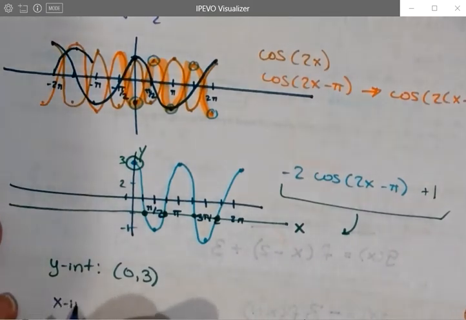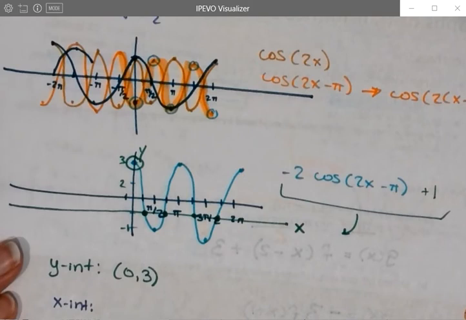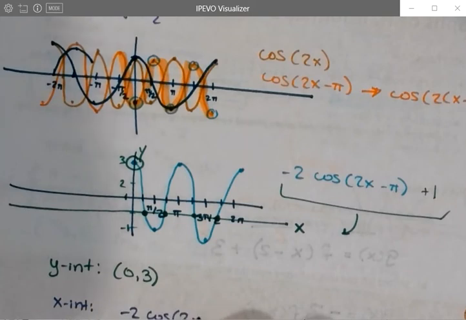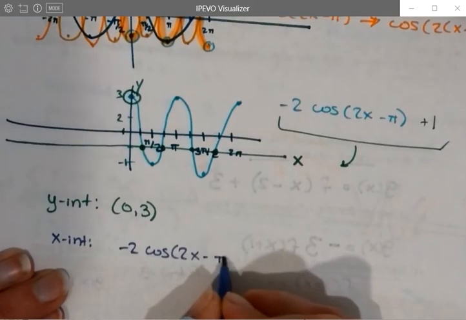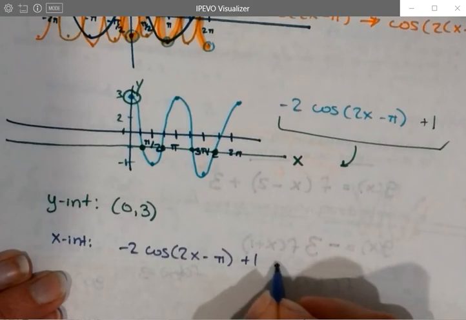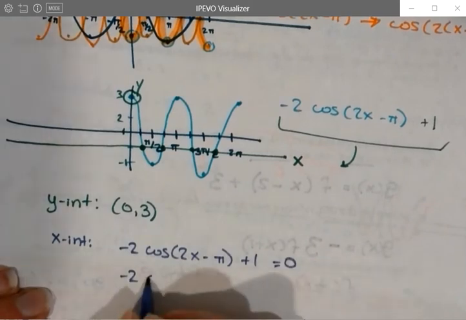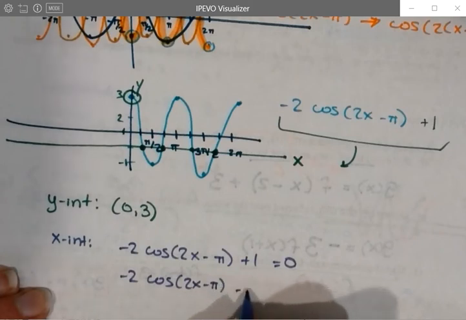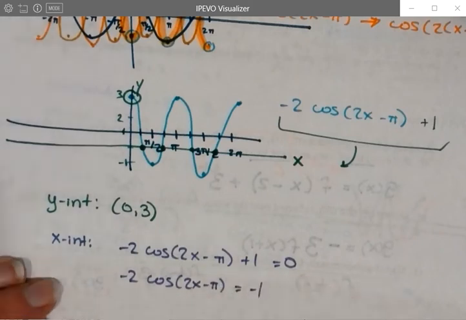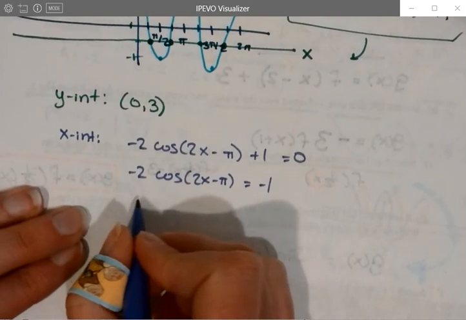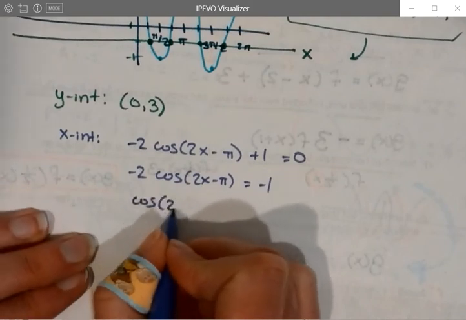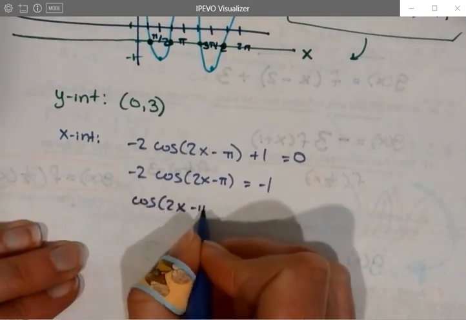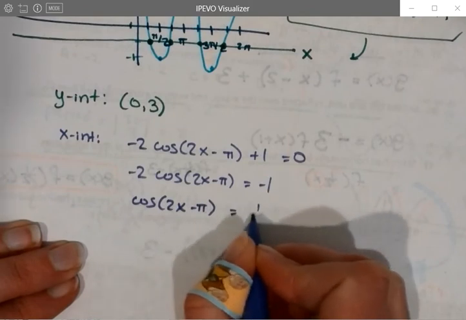So first of all, for the x-intercepts, we take the original equation, -2 times the cosine of 2x minus pi plus 1, and set it equal to 0. So -2 times the cosine of 2x minus pi equals -1. Divide off the -2, and cosine of 2x minus pi equals +1/2.